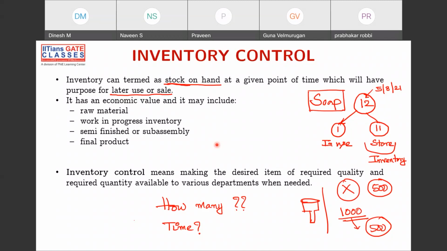Why? If you are buying more, what happens? They'll get damaged. If you're buying less, again tomorrow you have to go.